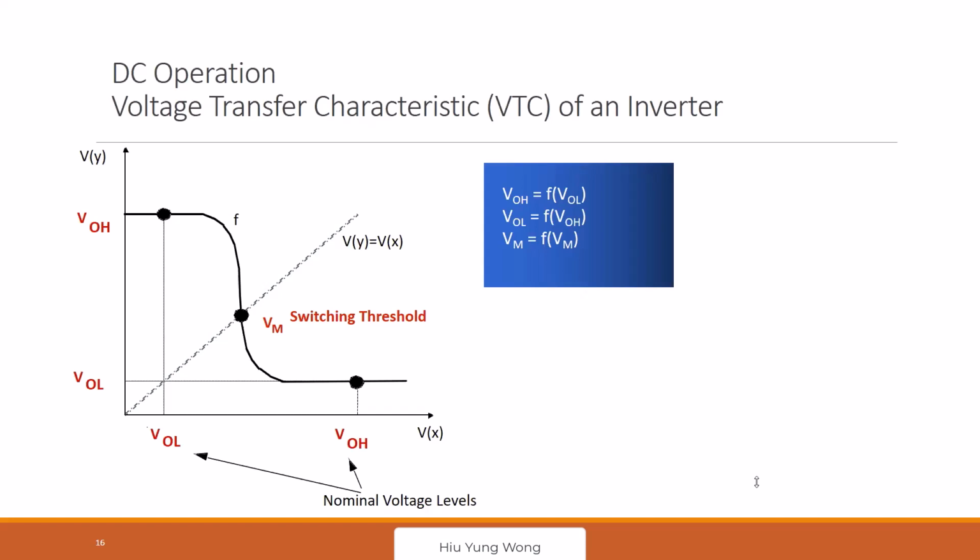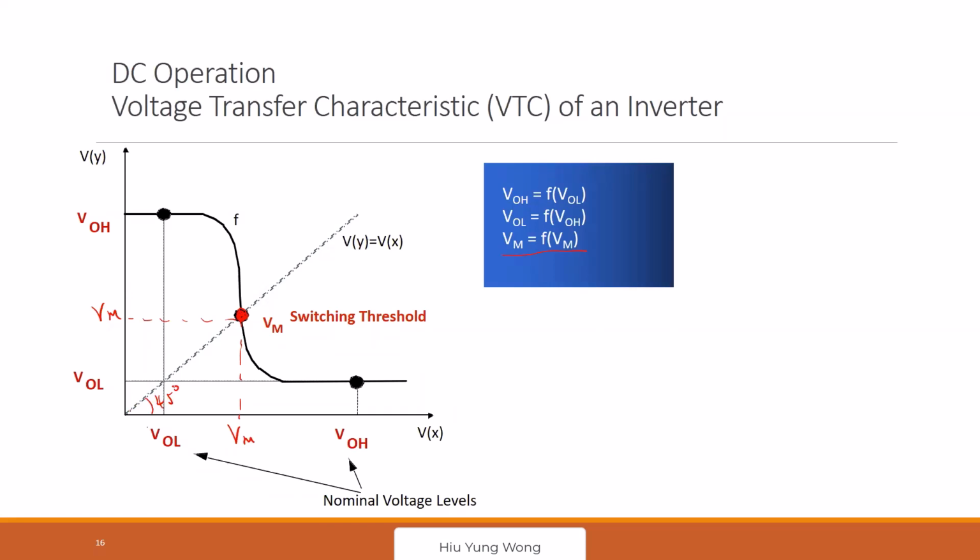There are a few important metrics I want you to know. One is VM. What does it mean? It means the input equals the output. I say VM equals F of VM, where F is the function. So basically this is VM and this is VM, and this angle is 45 degrees. Just a definition. You need to memorize it, okay?